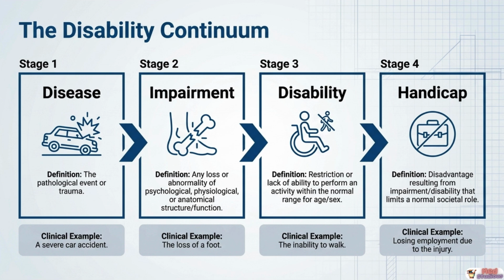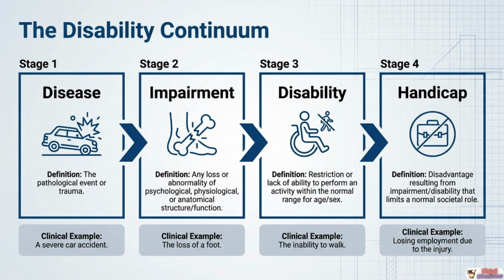This is the biological insult that initiates the cascade. The clinical example is a severe road traffic accident causing crush injuries to the lower extremity. Stage 2 is impairment, any loss or abnormality of psychological, physiological, or anatomical structure or function resulting from the disease. The clinical example is the anatomical loss of a foot following traumatic amputation or vascular compromise.